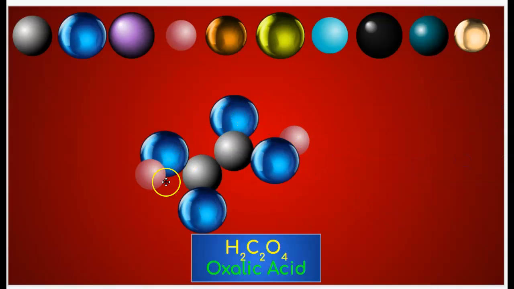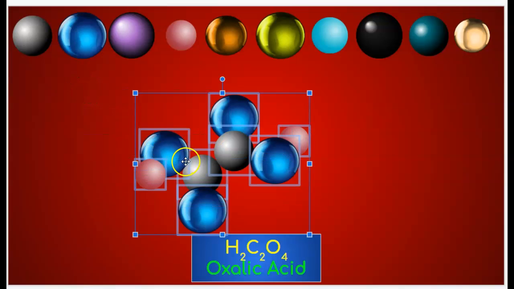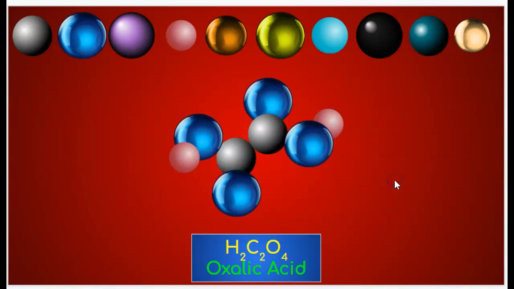And then I want to move this whole thing away from this. So this is really easy. I just make a box to touch everything that I want to move. That highlights everything. And then I can move it up and kind of center it. And so there's my oxalic acid compound. All done. Pretty easy. I think you guys can do it too.